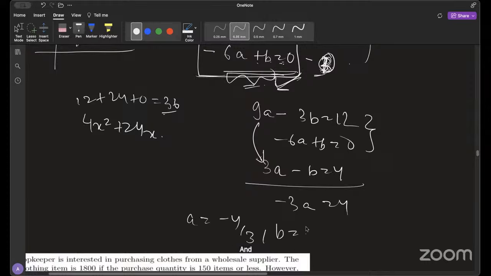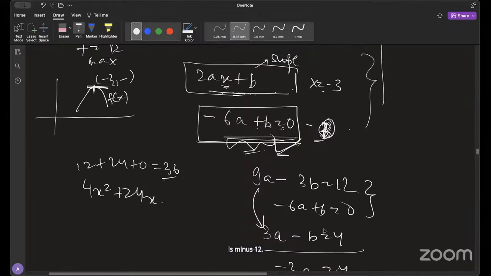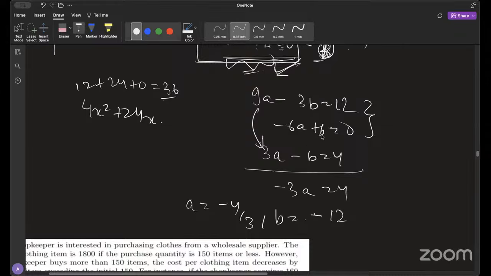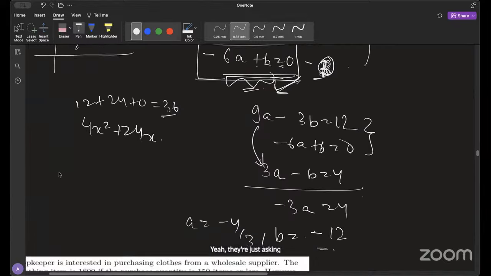And b will then be equal to minus 8. And b will be minus 12. It's minus 12. So then the answer can be negative also, if it is fine? Yeah, they're just asking the sum, a plus b plus c.